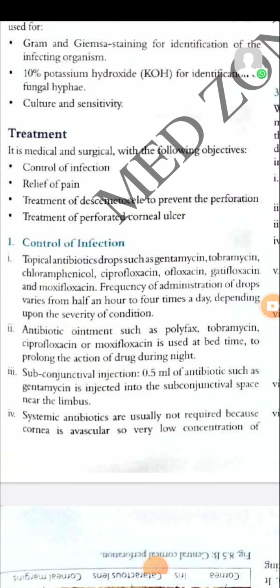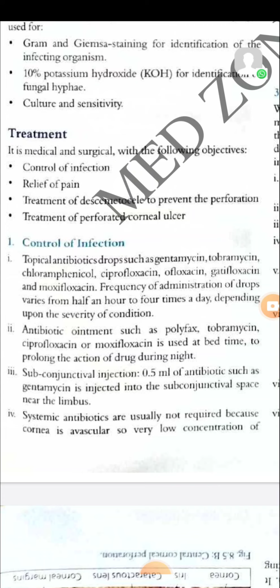Assalamu alaikum. In this video, we will talk about the treatment of bacterial corneal ulcer. In the previous video, we discussed the pathogenesis and all the stages, the signs and symptoms, and the investigations for bacterial corneal ulcer. Now, let us start the treatment.